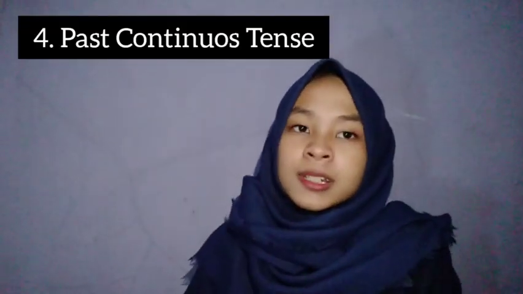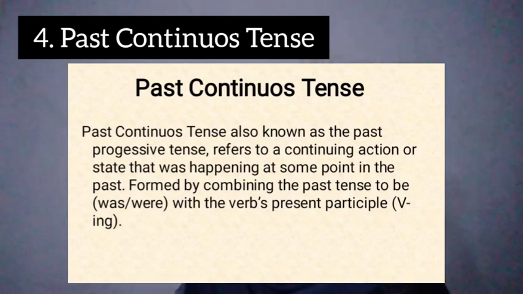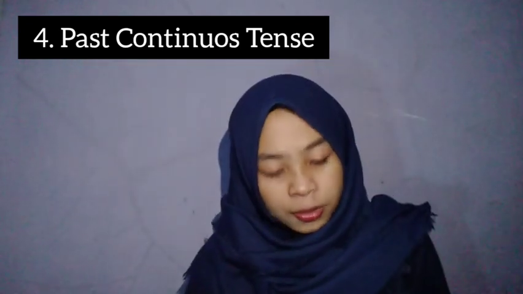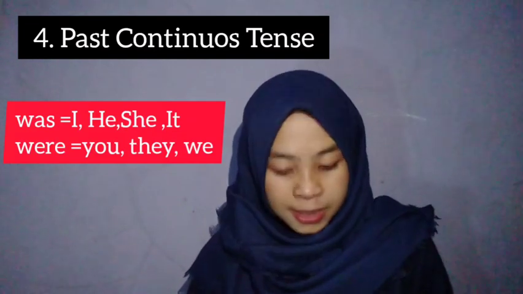Next is past continuous tense. Past continuous tense, also known as the past progressive tense, refers to a continuing action or state that was happening at some point in the past, formed by combining the past tense to be like was, were with the verb present participle or verb ing. So in the past continuous tense, you have to use the to be, was or were, and use the gerund or verb 1 plus ing.